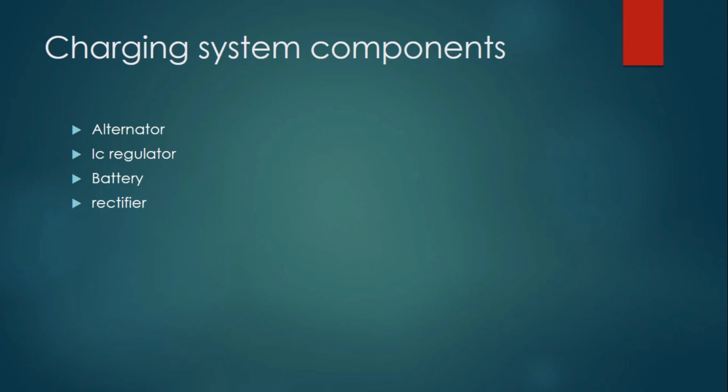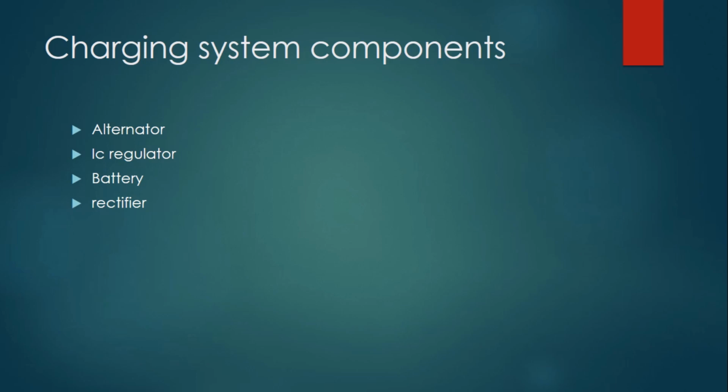Then we have the battery and the rectifier. The rectifier has diodes and it converts AC voltage to DC voltage. For the battery, when you want to start the engine, you use the battery to give the power or voltage to the starter motor. But when the engine is on, the alternator will start to work and give the current to all the other components.